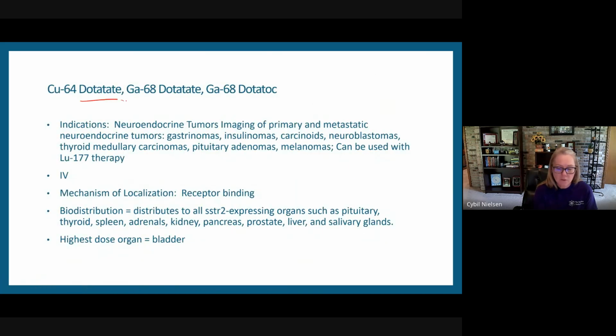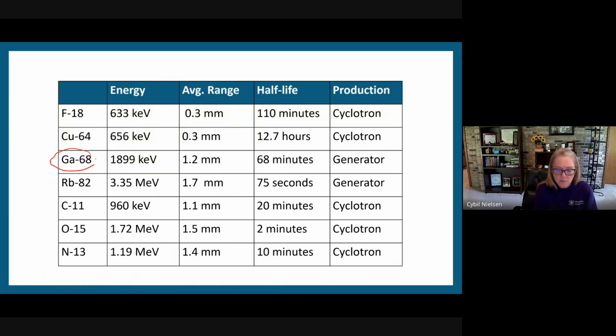All right, then we have dotatate and dotatoc. So these are for the neuroendocrine tumors. So I've listed several types of neuroendocrine tumors there, and these can be combined with lutetium-177 therapy. There's mechanism of localization, biodistribution. You can read through that. So now we have copper-64 and gallium-68. So here's gallium-68 and copper-64. So again, the copper-64 is really close to F18 in terms of how it's produced, how far it travels, what its energy is. It has a really long half-life.